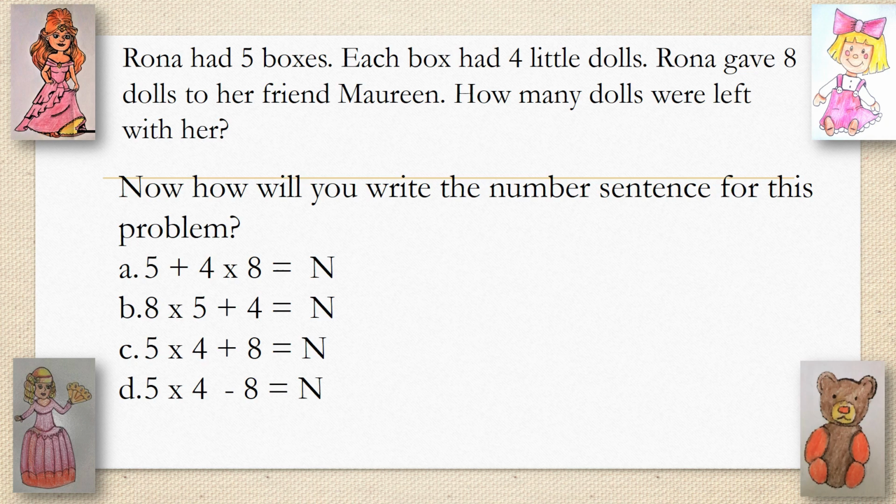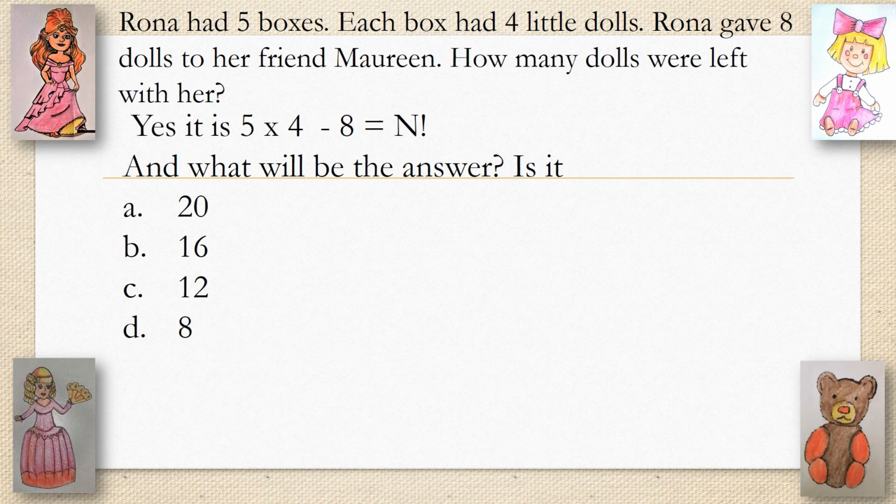Will it be A, 5 plus 4 times 8 equals n? Or B, 8 times 5 plus 4 equals n? Or is it C, 5 times 4 plus 8 equals n? Or would it be D, 5 times 4 minus 8 equals n? Yes, it is 5 times 4 minus 8 equals n.